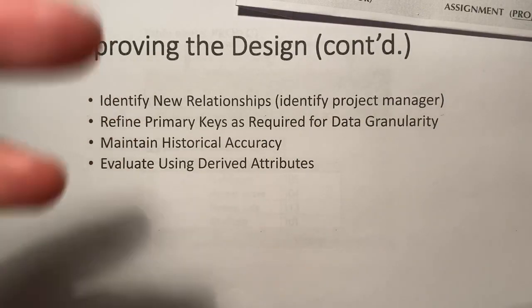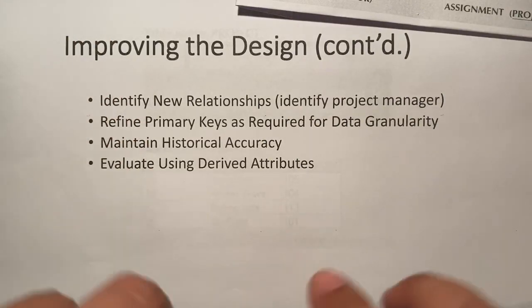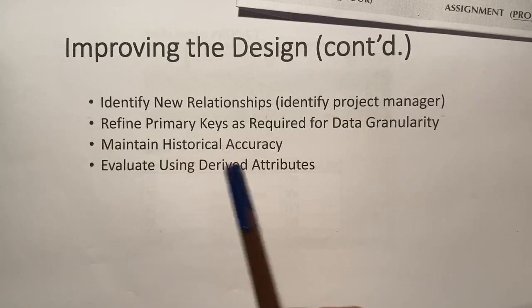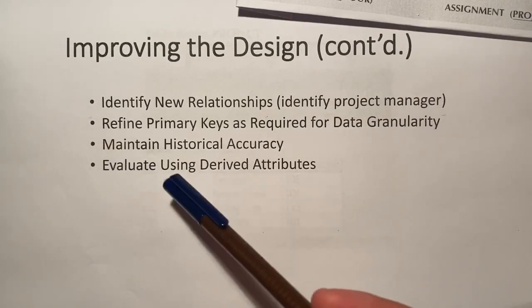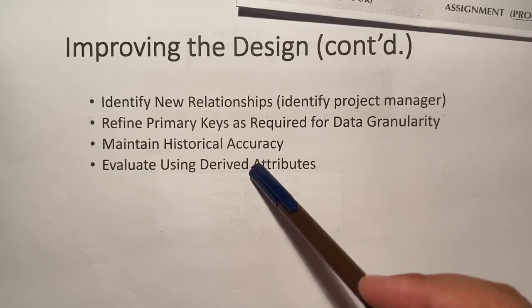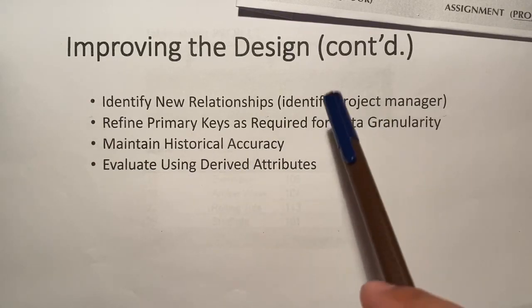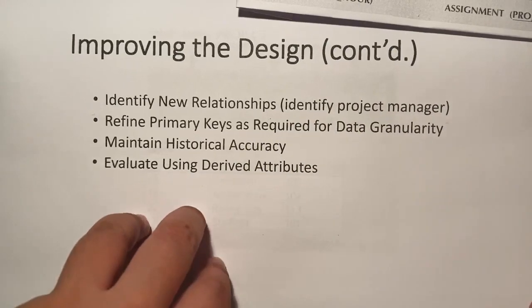After we go through the third NF, we need to put it in the respective table, and we will evaluate if we need to use derived attributes. It's up to you. The derived attributes, you can leave it there or you can include it in the table.